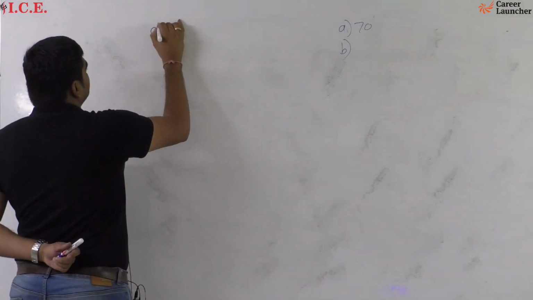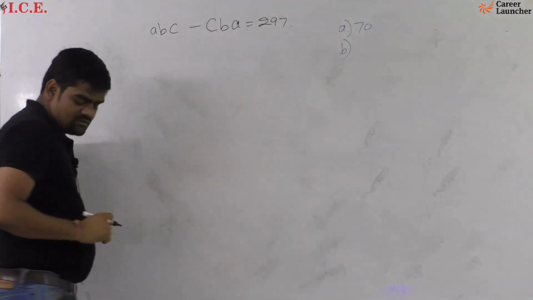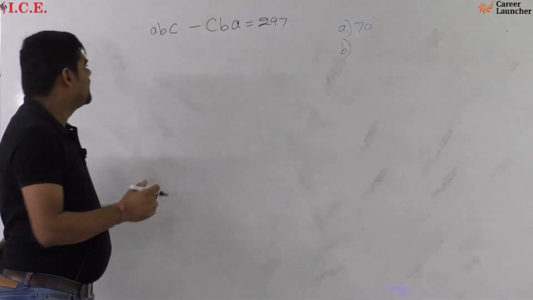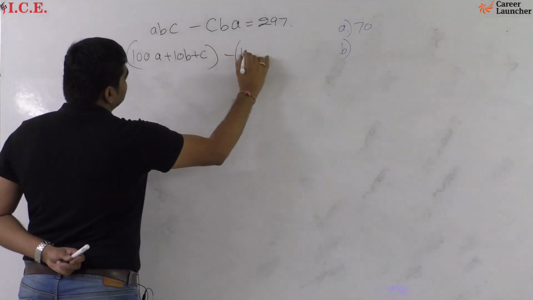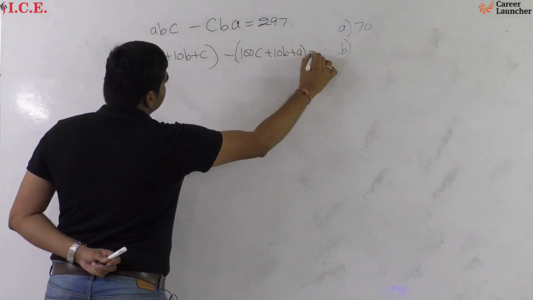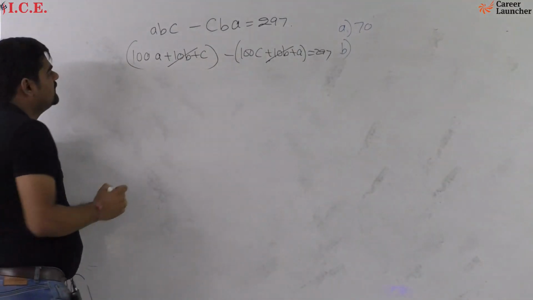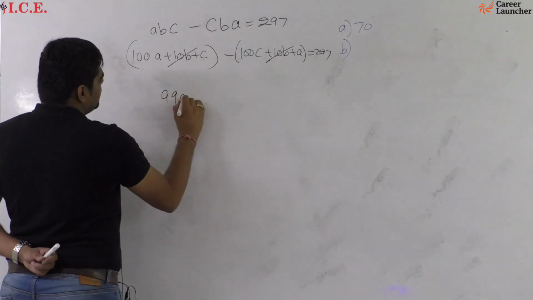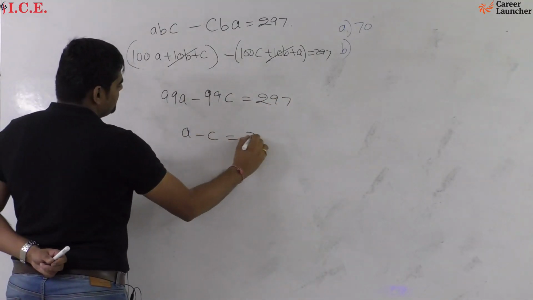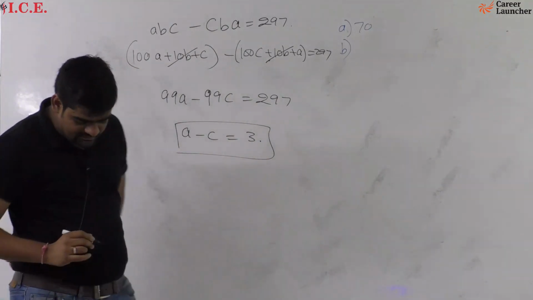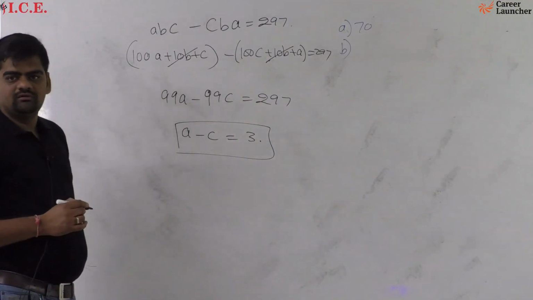So it has to be ABC minus CBA is equal to 297. If you simplify this, it is 100A plus 10B plus C minus 100C plus 10B plus A should be equal to 297. The 10B minus 10B cancels out, so you are left with 100A minus A, which is 99A, minus 99C should be equal to 297, or A minus C should be equal to 3. So A minus C will be equal to 3.